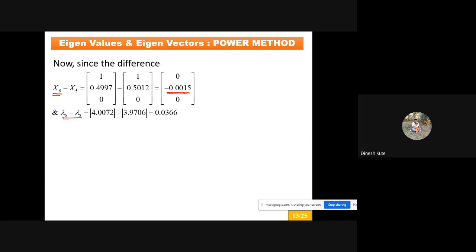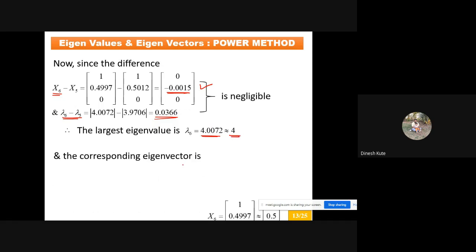And also you can see the difference of these eigenvalues, which is also negligible, but at the end you have to focus on only the difference of eigenvectors. That also ensures the convergence of the power method, correct. So at the last iteration your lambda 6 is 4.0072, which is nearly equal to 4, and the corresponding eigenvector, which is x6, is this: 1, then 0.4997, then 0, but this 0.4997 is nearly equal to 0.5. So this is your largest eigenvalue and its corresponding eigenvector.